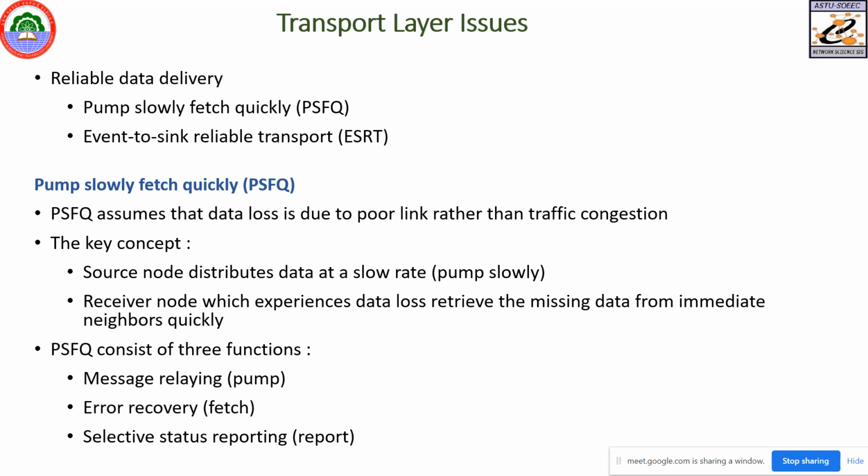So, pump slow, fetch quickly. That is pump slow: it has to transmit the message in a slow manner, and it has to receive the information in a faster manner. So the node which is sending the information, that is the source node, has to transmit the information in a slow manner. The receiver node will receive the information in a faster manner.